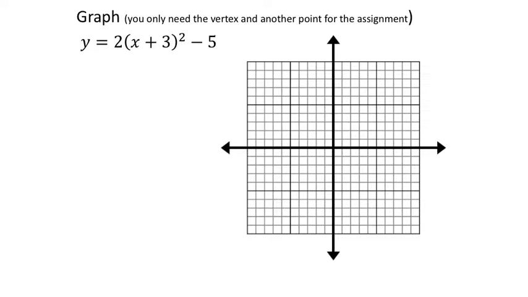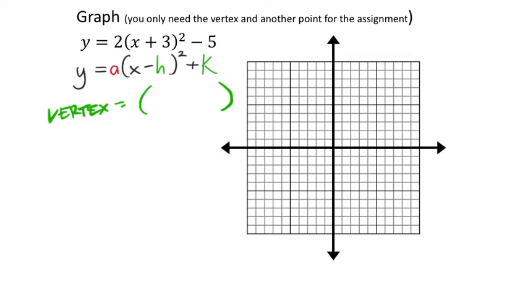other points, but the vertex is shown already because this has the vertex format for our parabolas, for the quadratics. So again, it's in vertex format. That's helpful because now I can tell where my vertex is. And the h, see how it's a plus 3, but it should be minus, right? Which means it's really minus -3. So my x value for my vertex is -3.